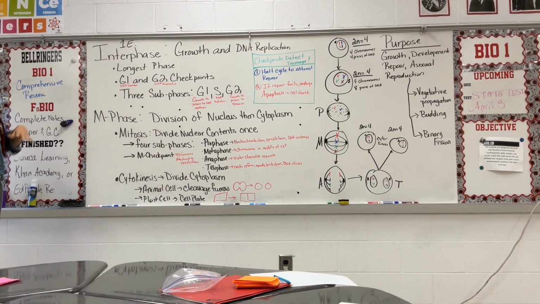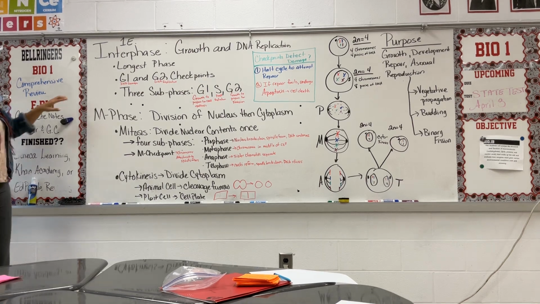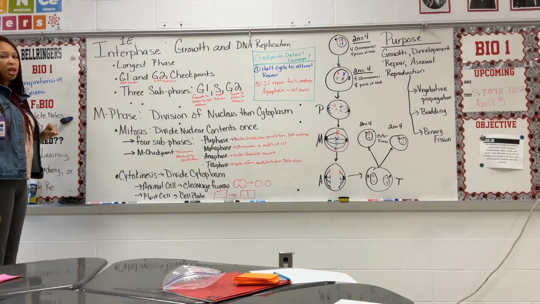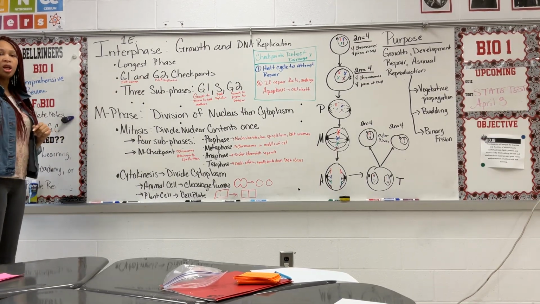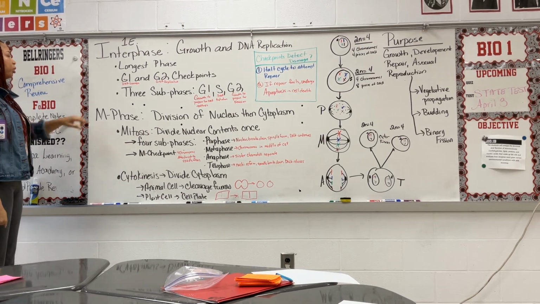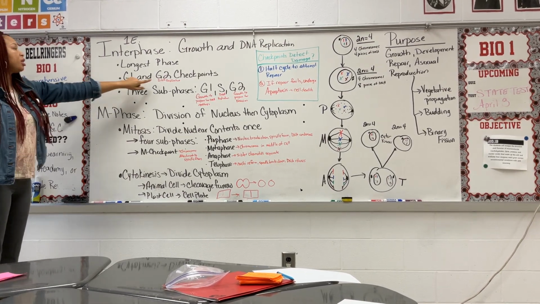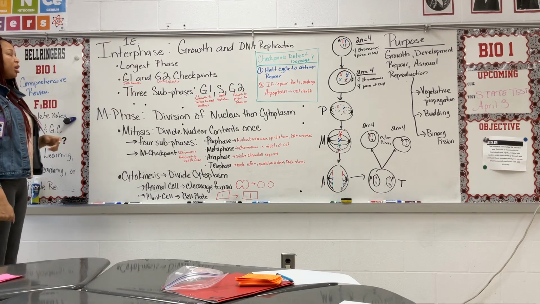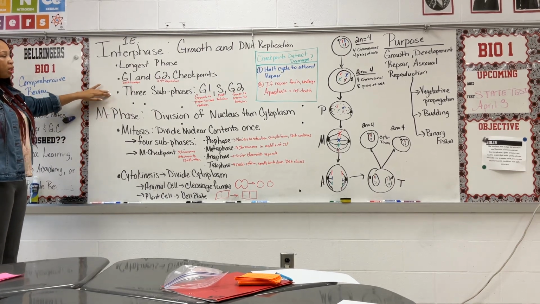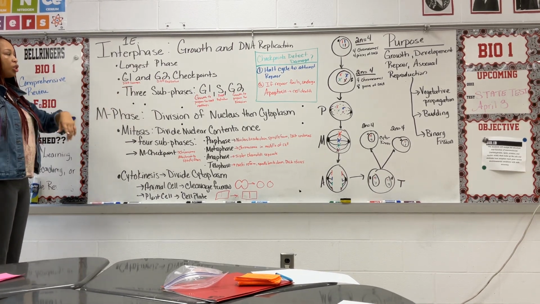It also includes two checkpoints, the G1 and the G2 checkpoint. The G1 checkpoint is going to check for DNA damage. The G2 checkpoint is going to check to make sure the DNA replicated properly. G1 checkpoint starts interphase. G2 checkpoint is at the end of interphase. Interphase has three subphases, which are G1, S, and G2.